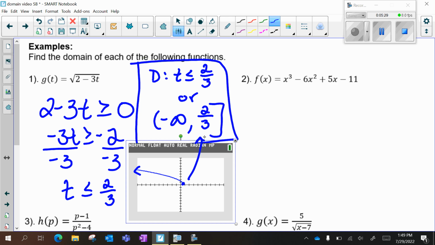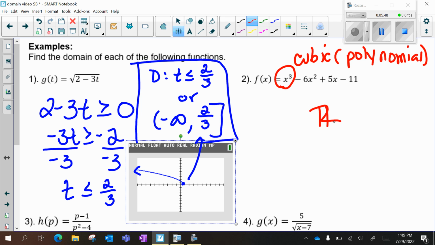Number 2, f of x equals x cubed minus 6x squared plus 5x minus 11. This is a cubic, which is a polynomial function. So all real numbers. Or if you wanted to write it in interval notation.